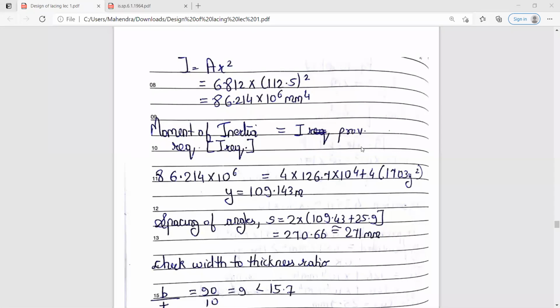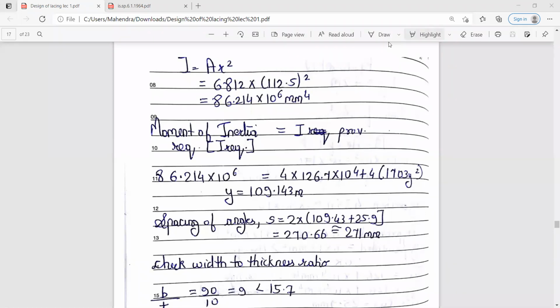Okay. Ma'am, clear. Okay, then you can move ahead. Okay, done up till here. Everyone had got the value for the spacing. Yes, Mohammed Sabir, Akib, had you got the values for the spacing? Neha, Roshan. Yes, everyone had got the values.